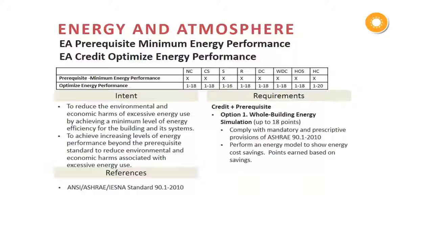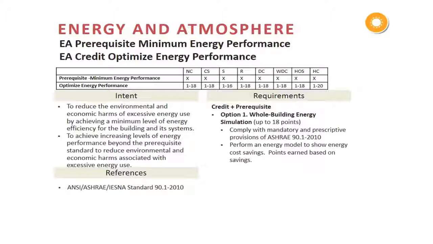So jumping into our next prerequisite credit pairing around energy performance. Now, at the prerequisite level, it's called minimum energy performance, since all LEED projects need to meet that minimum because it's a prerequisite. And then at the credit level, it's called optimize energy performance.